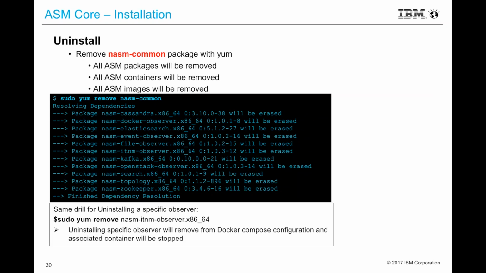The uninstall process is pretty simple. It is the same drill. If you uninstall the Netcool ASM-common package, that will uninstall all the associated packages as well. But if you want to remove a specific observer, then you can do the same drill, but you just define the appropriate observer name using the RPM package.